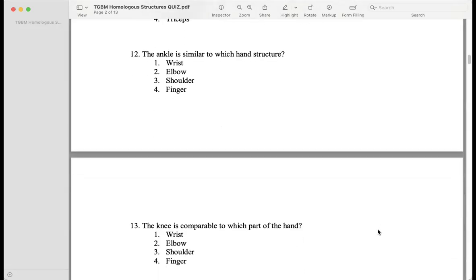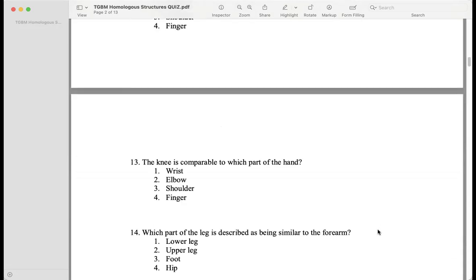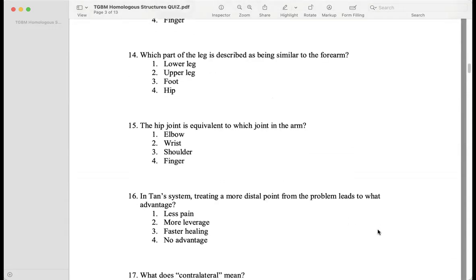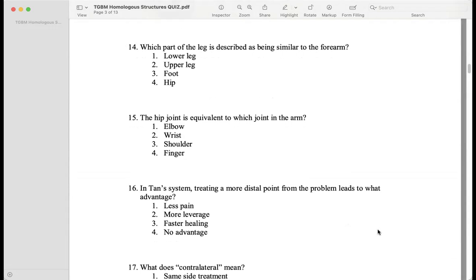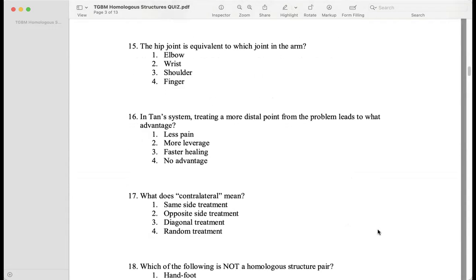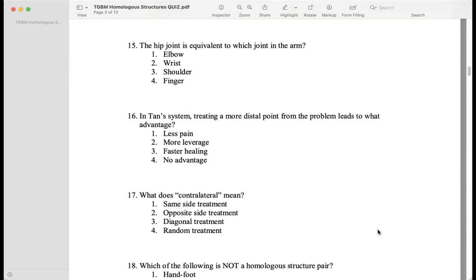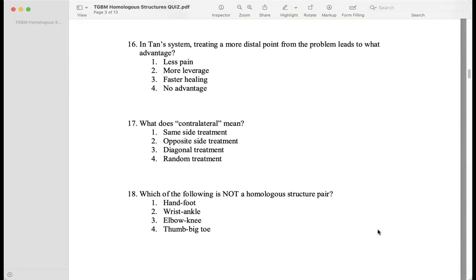Gluteal muscle is similar to which hand structure? Wrist. Yes. The knee is comparable to which part of the hand? Elbow. Which part of the leg is described as being similar to the forearm? Lower leg. Hip joint is equivalent to which joint in the arm? Shoulder. Shoulder, hip.